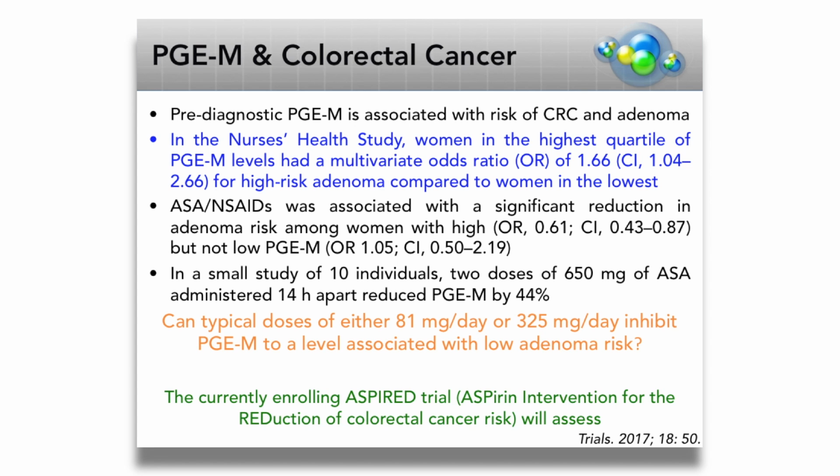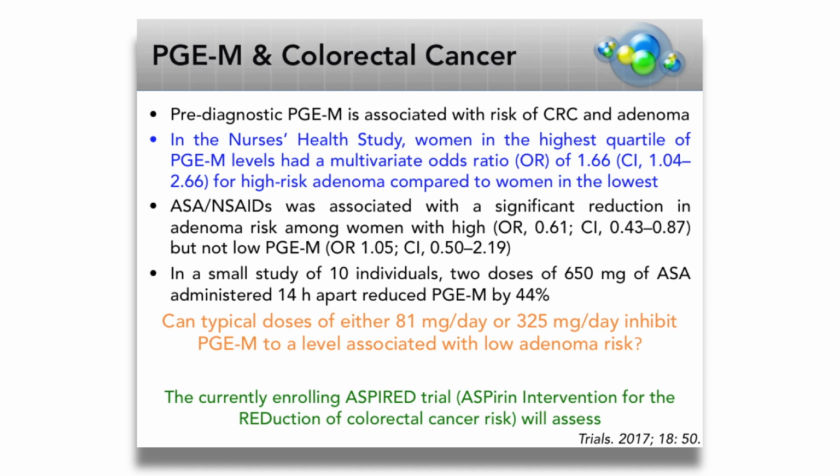Aspirin has been shown to reduce PGEM levels. So in 10 individuals, we did a small study, and they received 2 doses of 650 milligrams of aspirin, and this reduced PGEM by 44%. But can typical doses of 81 milligrams per day or 325 milligrams per day inhibit PGEM to a level that is associated with a clinically lower adenoma risk?